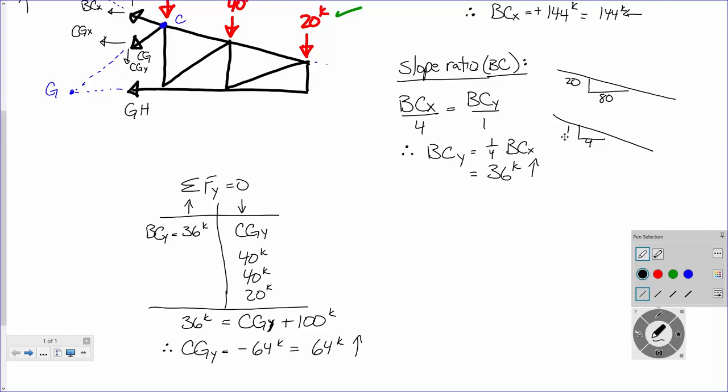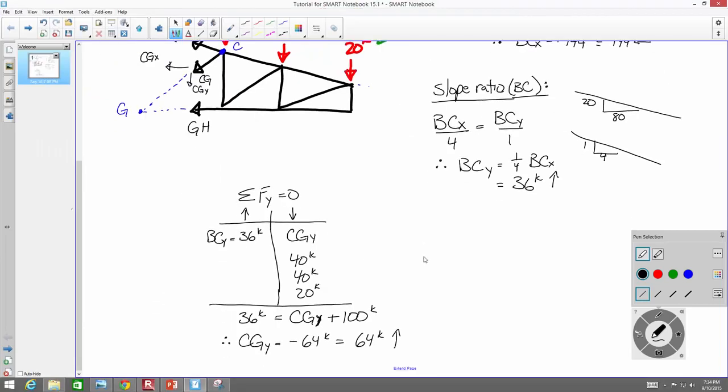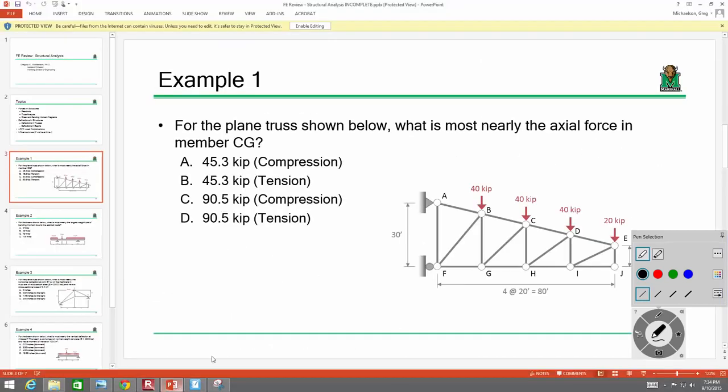Okay? Now, let's just go back to the problem. Anytime you're doing this stuff, you want to make sure that you're going back to your problem and referring to that. Here's the problem. What's the problem asking for? Force CG. You've made a couple observations right off the bat. The answer came out negative. What did we assume for all of our forces? That they were in tension. So when it came out negative, compression.